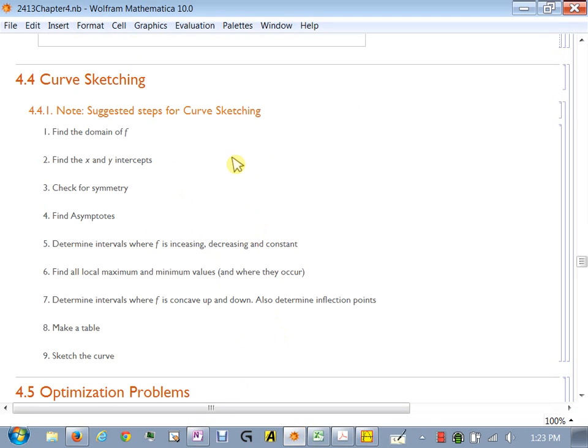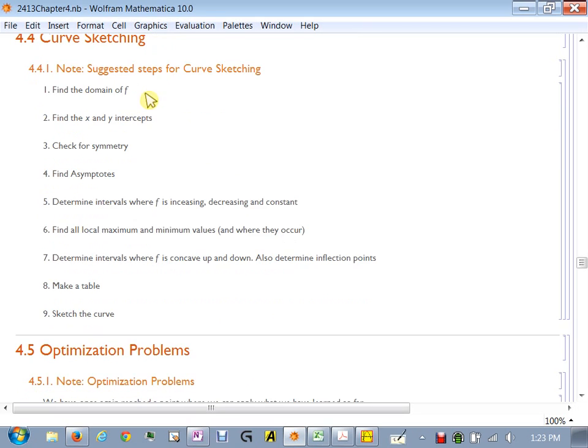Today, we are doing graphing, curve sketching. We bring it all together here, and then we do optimization.